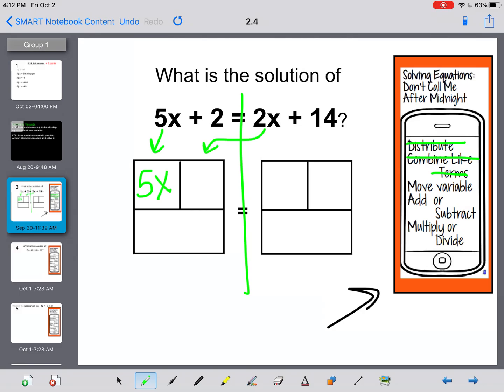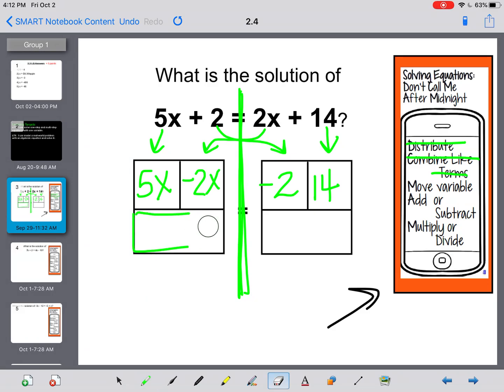So I have a 5x and I have a 2x. Anytime that you have to cross this equal bar, you have to make that its opposite. So instead of a 2x, this is going to become a negative 2x. On the right side, I'm going to put my constant numbers. So I have a 14, and then I have this 2, but since I crossed the center line, it's going to be a negative 2.